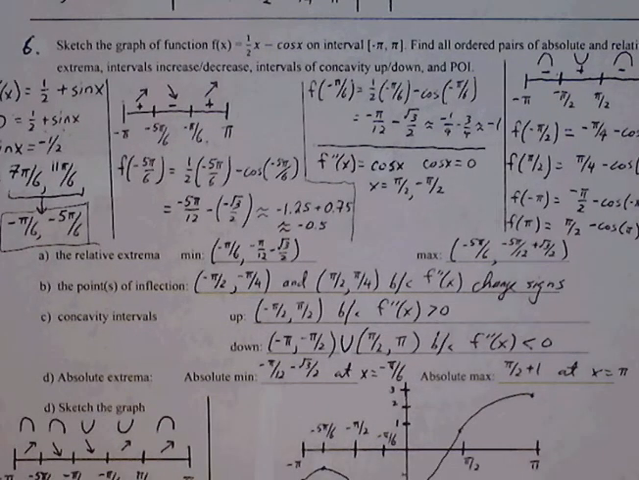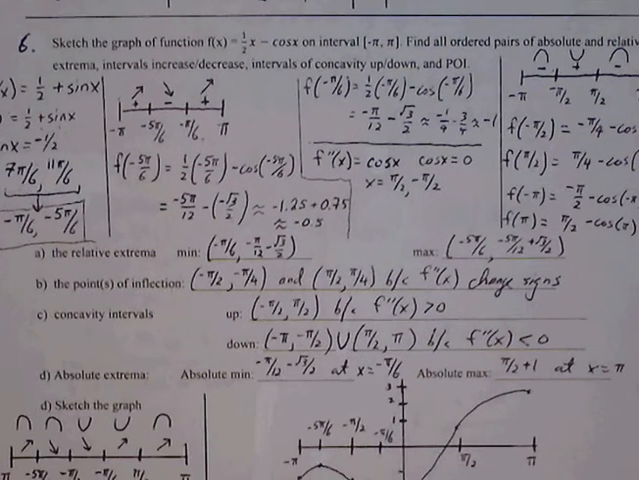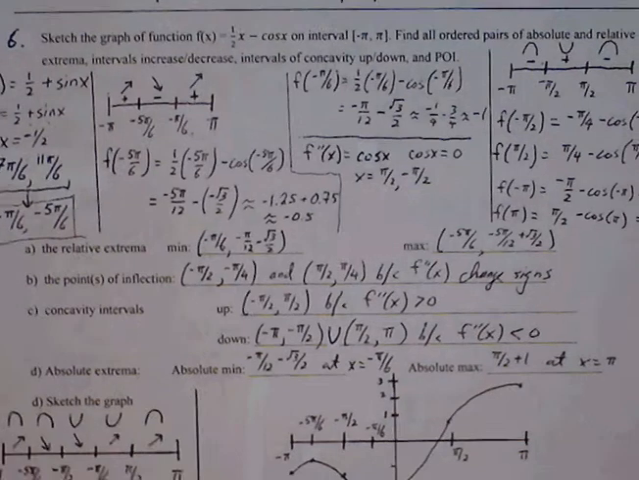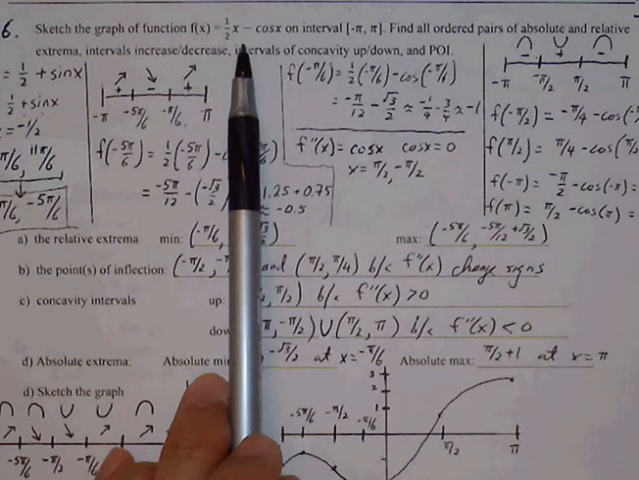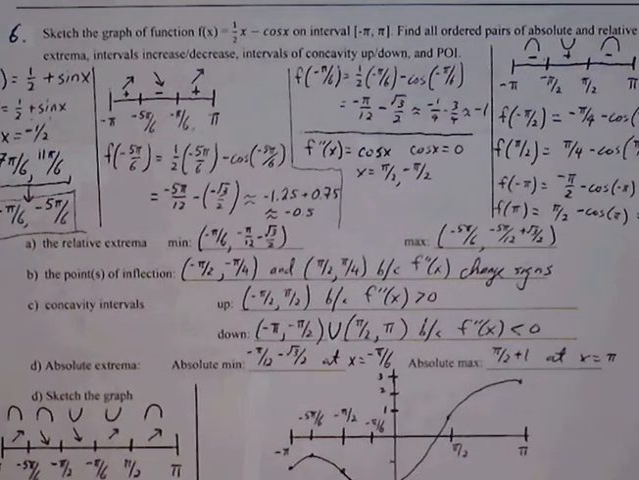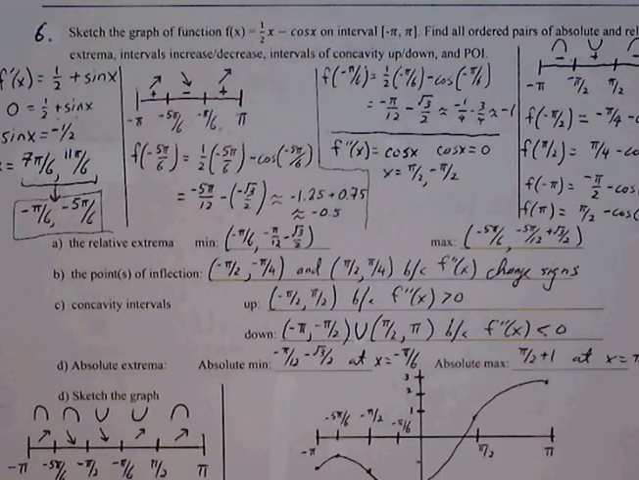Okay, let's finish up with number 6 on trig unit test review worksheet number 3. So we want to sketch a graph of our function 1/2 x minus cosine x with all the related information. So first step, find the derivative.